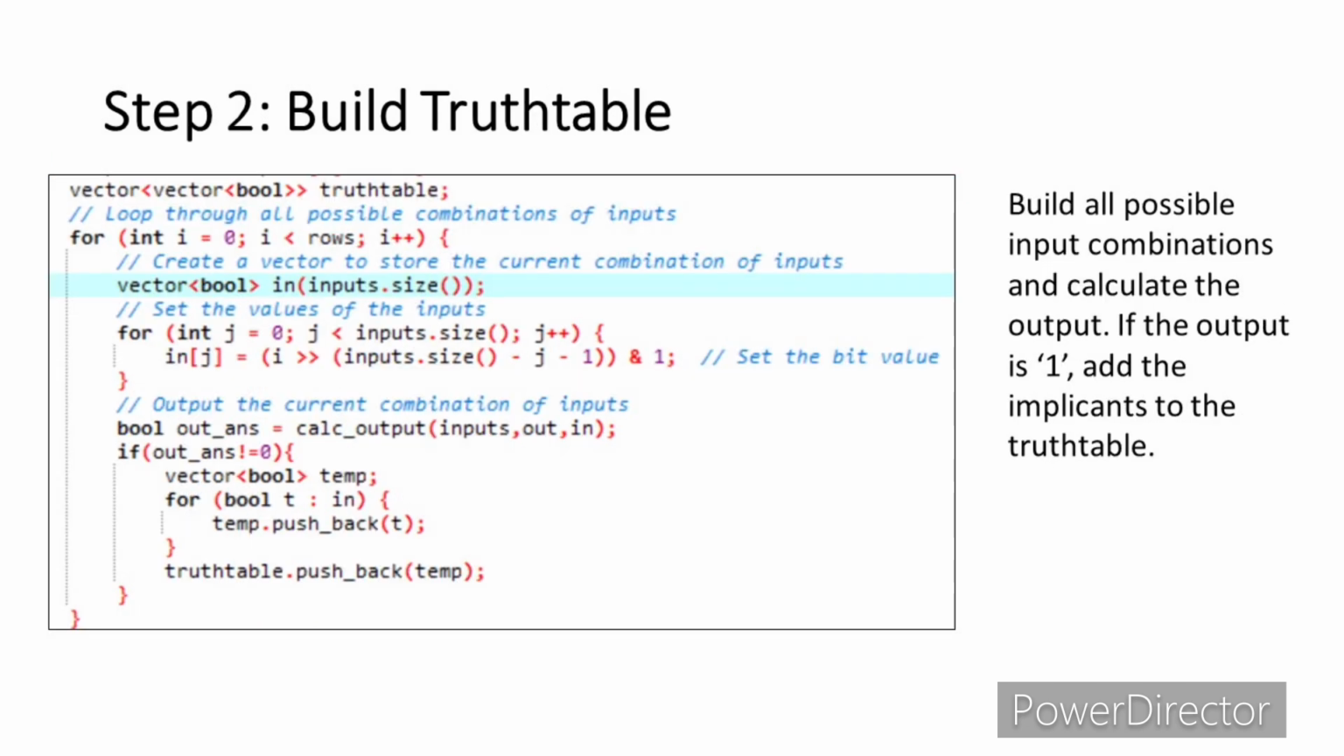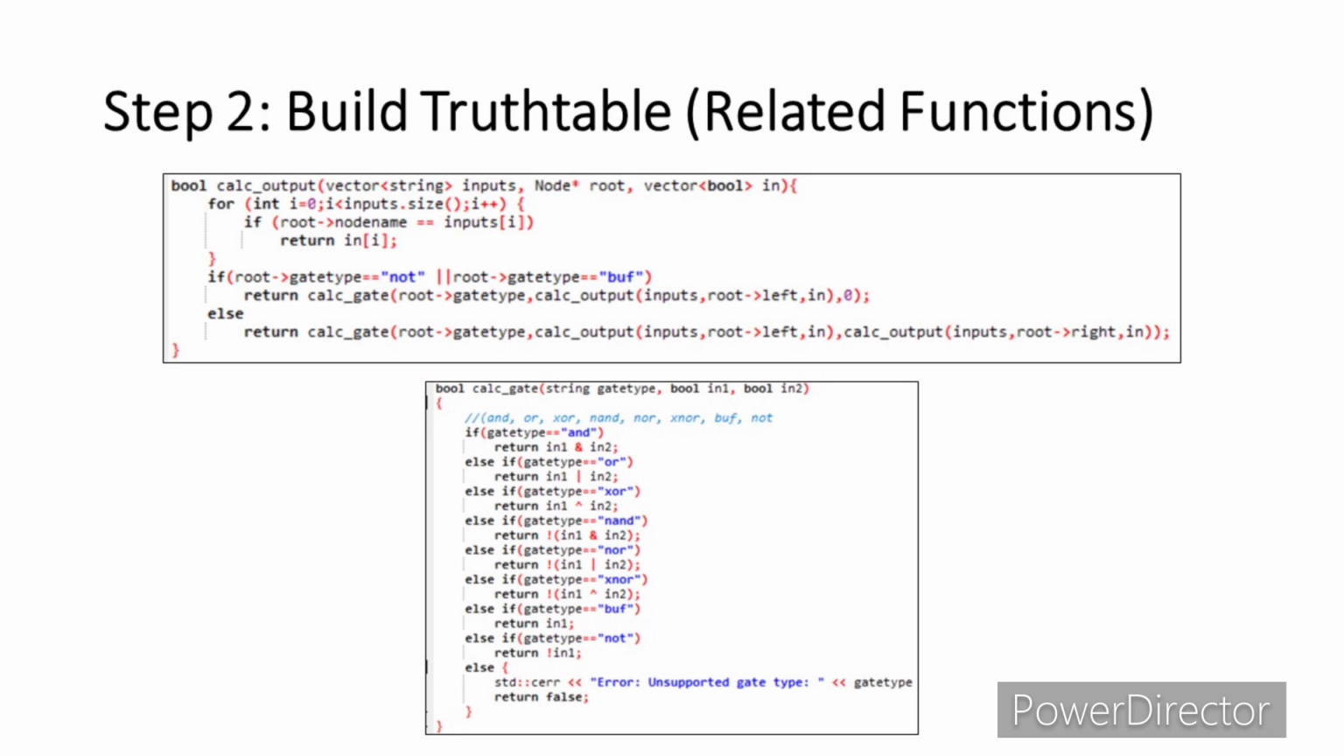Next, I constructed a truth table. This part involved passing the root node of the tree into a calculation function. The function processed all the inputs and applied logic gates to generate the truth table. I used these two functions to build the truth table, namely calc output and calc gate. Let's start with the calc output function.